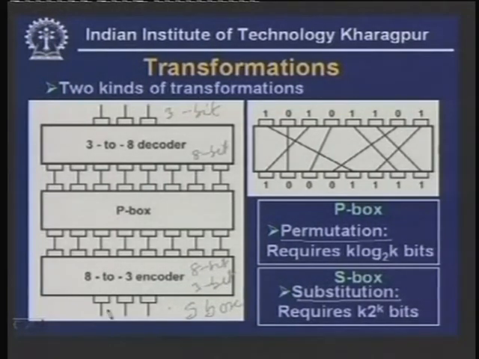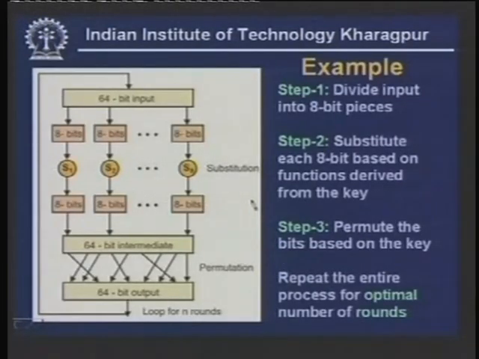Here obviously the number is completely different, and the substitution operation requires k into 2 to the power k bits to represent the substitution operation on k bits. So, by using these two transformations, you can do encryption, and I shall explain how you can implement an encryption technique with the help of this permutation and substitution.